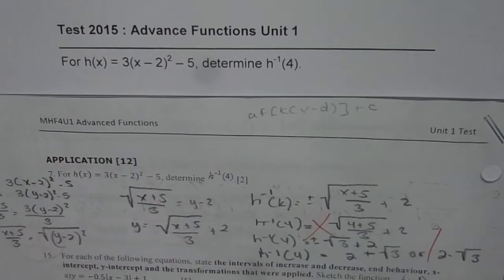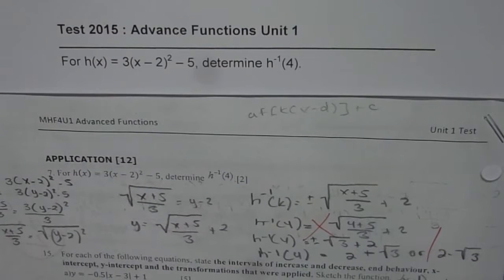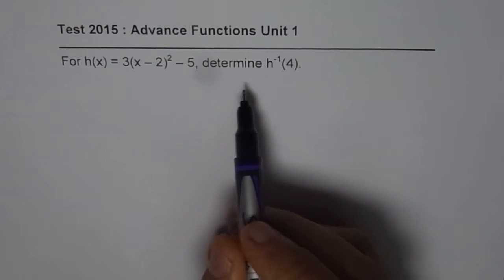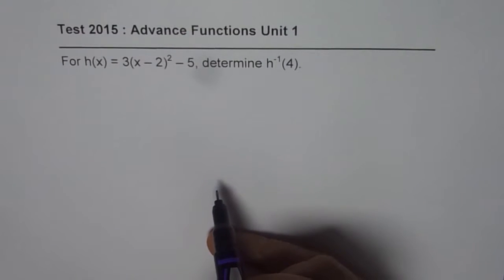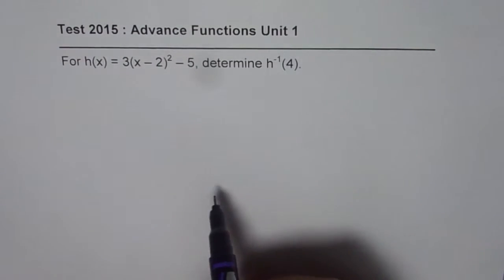I'm Anil Kumar, and let us discuss Test 2015 Advanced Functions Unit 1. Here is a very interesting question which sometimes you may find difficult to solve. The question here is, for h of x equals 3 times (x minus 2) whole squared minus 5, determine h inverse of 4. Let me show you a very simple way of answering this question.